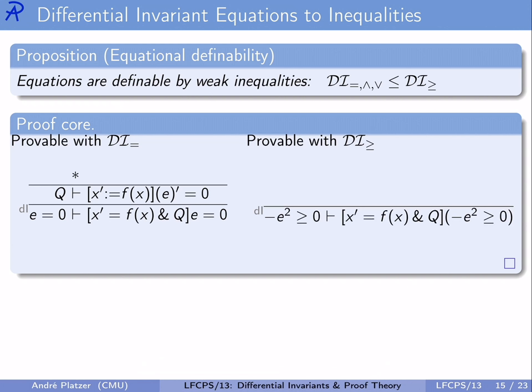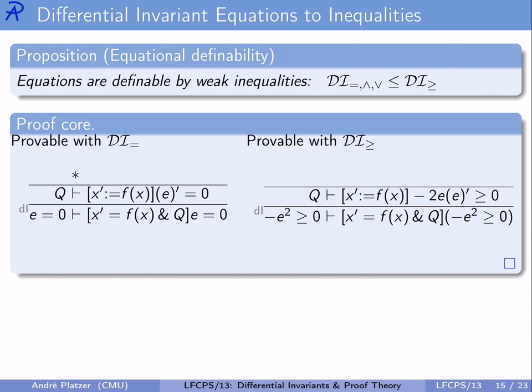Let's exploit that. Minus e square is greater or equal to zero, of course, if and only if e is zero. Well, without the minus, it wouldn't work, right? E square is always greater or equal to zero, so that would be a stupid question. But minus e square greater or equal to zero, that's precisely equivalent to e itself must have been zero, because minus e square is always less or equal to zero, and if it's supposed to be greater or equal to zero as well, it must have been zero. And now we can use the differential invariant principle for it. So reduce this to minus 2e e prime greater or equal to zero. And now we need to argue why we can prove this if we can prove that.